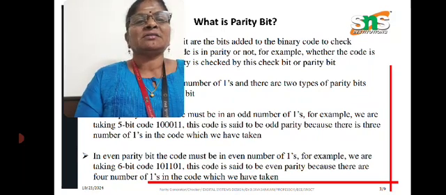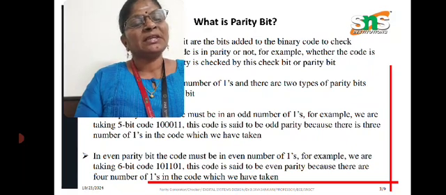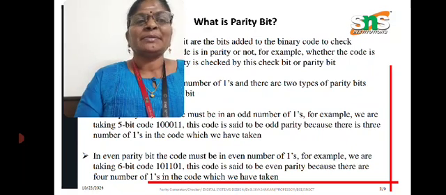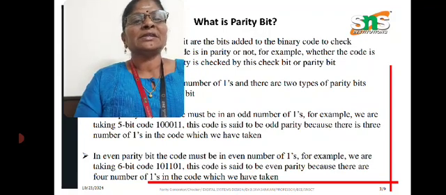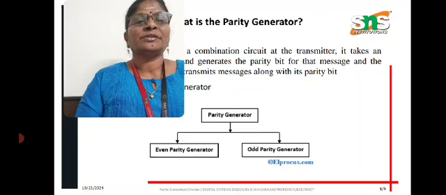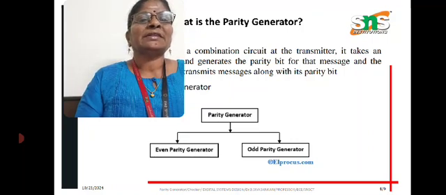In even parity, the code must have an even number of ones. For example, we take the 6-bit code 101101. This code is said to be even parity because there are 4 ones in the code. So this is parity.